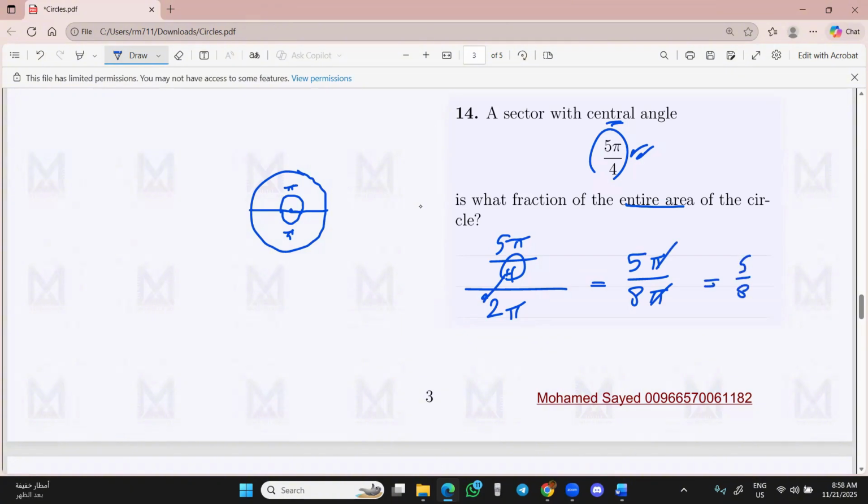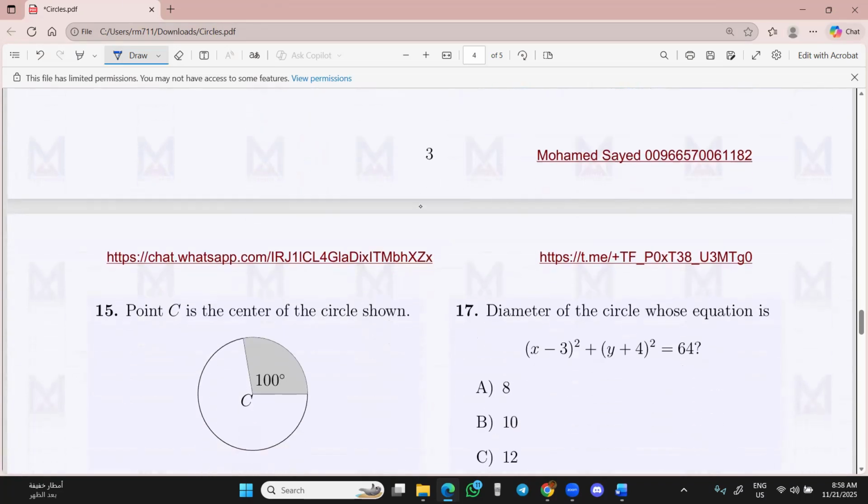That's very simple. No need to get the area of the circle. The question says, what fraction of the entire area of the circle is this part? I mean, this takes a part of the circle, which is 5 pi over 4, but the whole circle is 2 pi. So just compare between the angles and you have the same comparison between the areas. That's very simple to answer the question.